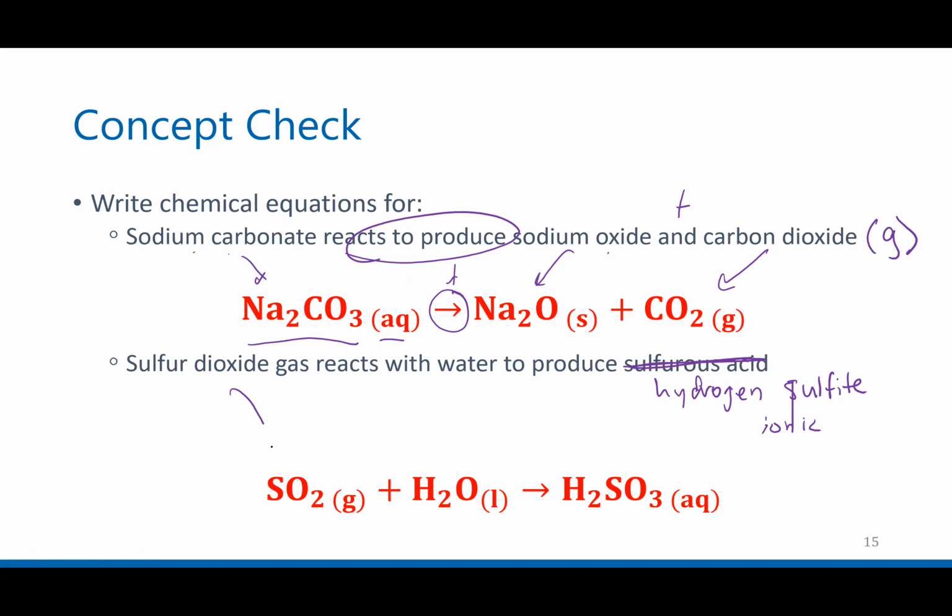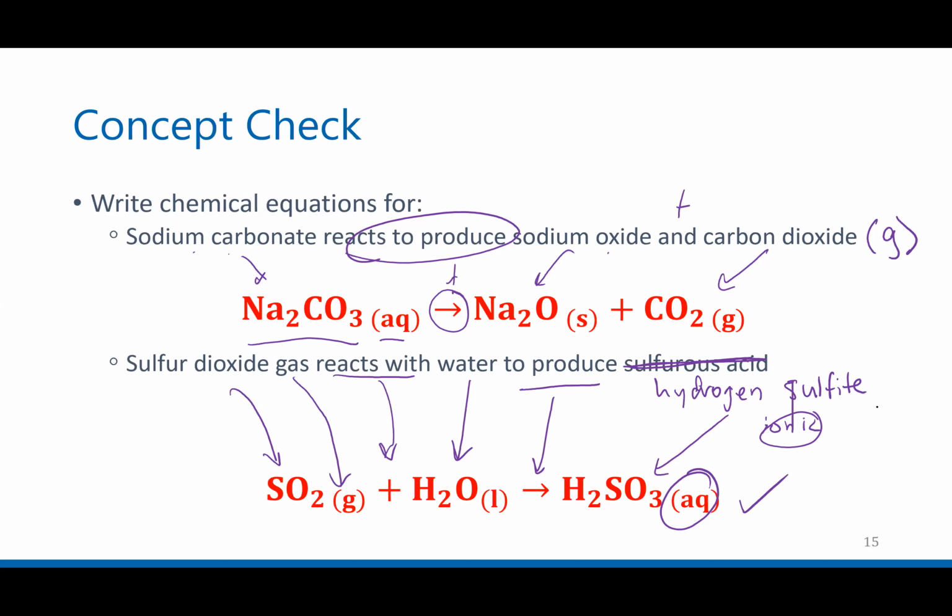Sulfur dioxide gas reacts with water. So "reacts with" means we add water to it. Water is a pure liquid. To produce sulfurous acid, an ionic compound, we look up sulfite and we would see that it is aqueous. So there you go. We're basically taking English sentences and turning them into chemical equations.